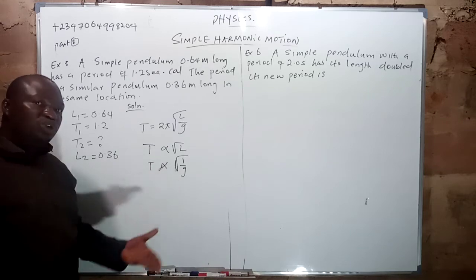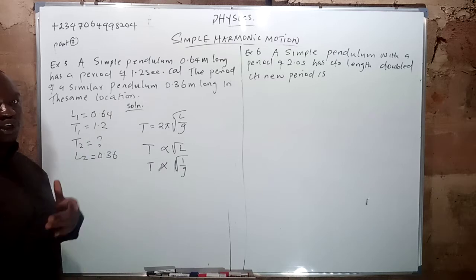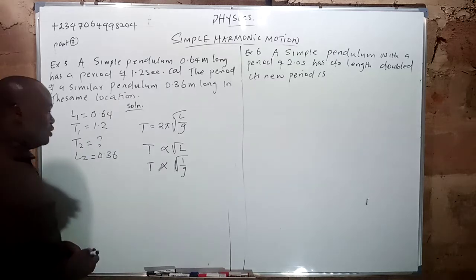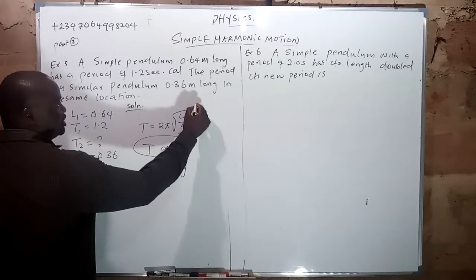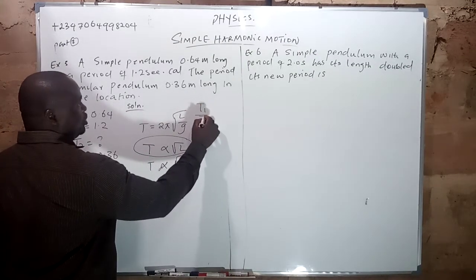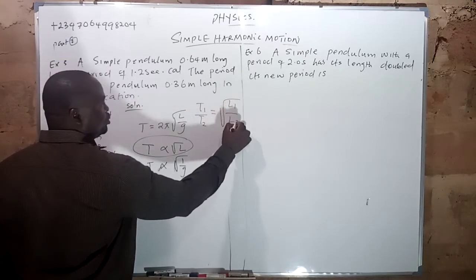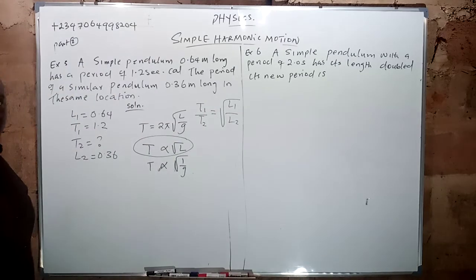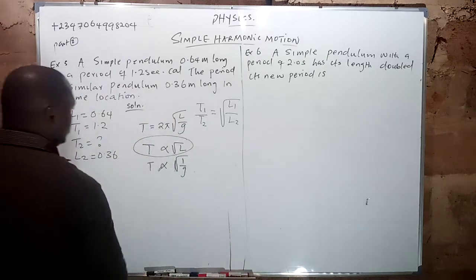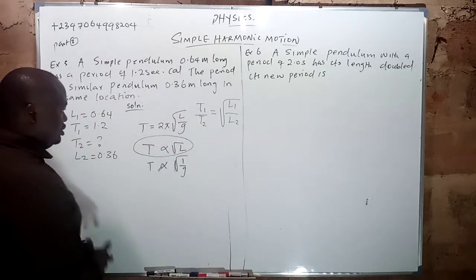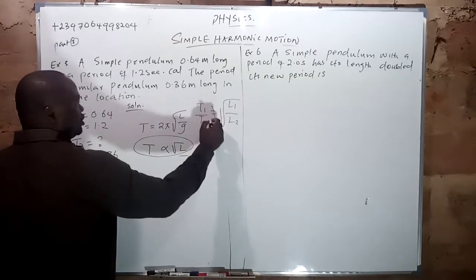And if the acceleration due to gravity is increasing, what will happen to the time? The time will decrease. That's what inverse relationship means. So from here, using this formula, I'll use it to solve. T1 over T2 is equal to root of L1 over L2, because they are directly proportional. Is it not? Now I will make T2 the subject of the formula, and if I make T2 the subject, I'll just cross multiply.